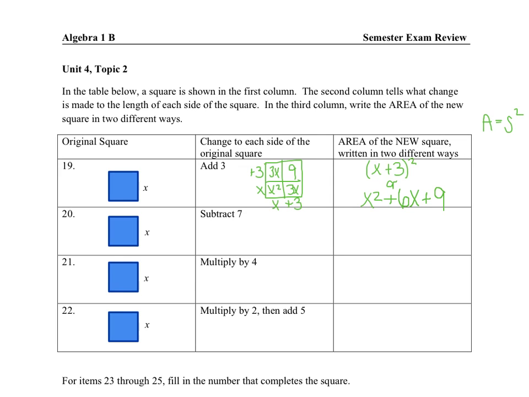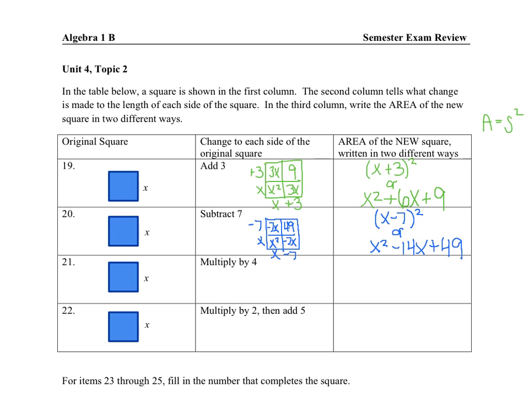For number 20, we've got our square, and we're going to be subtracting 7 on both sides. So x times x is x squared, x times negative 7 is negative 7x, negative 7 times x is negative 7x, and negative 7 times negative 7 is 49. So the way I can write my area is in terms of the side length, so x minus 7 squared. Or we can write out what makes up the area: x squared minus 7x, which is minus 14x, plus 49.